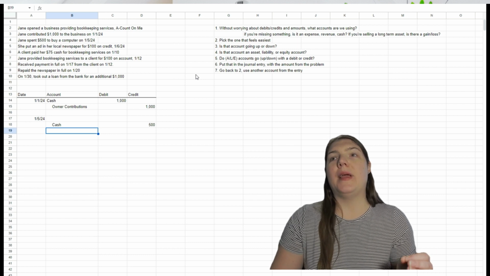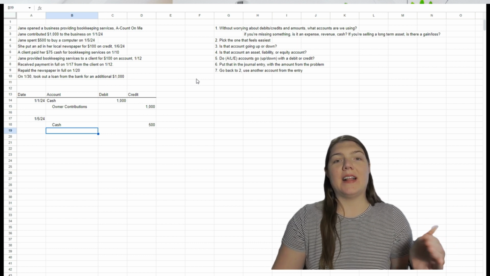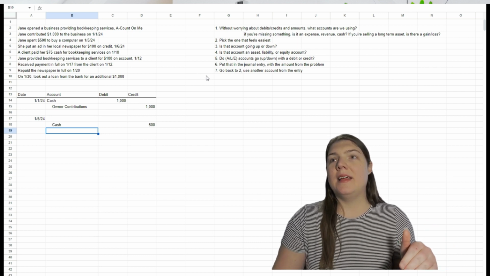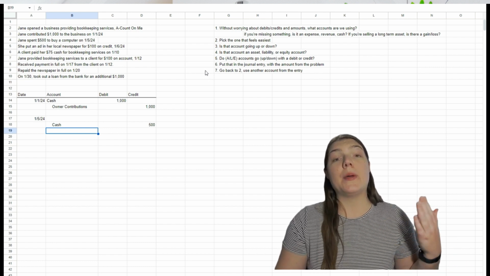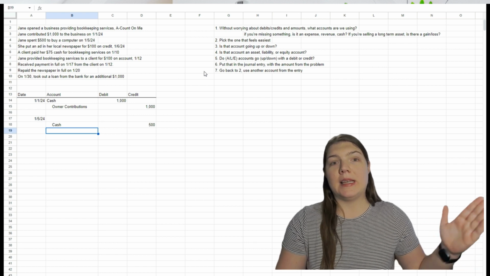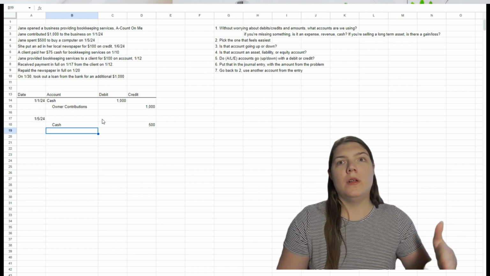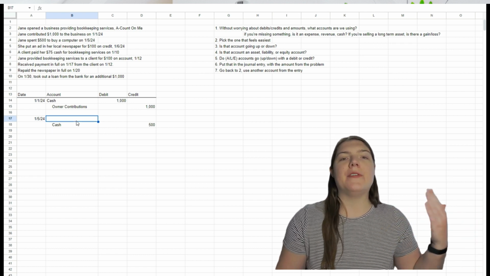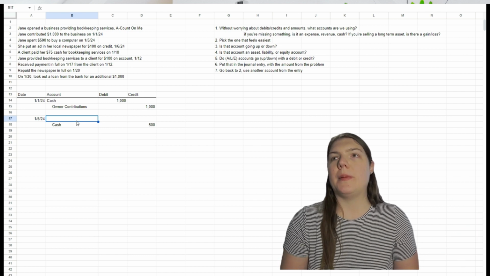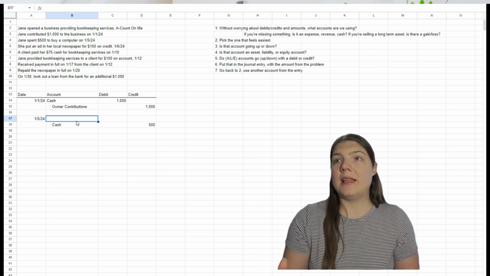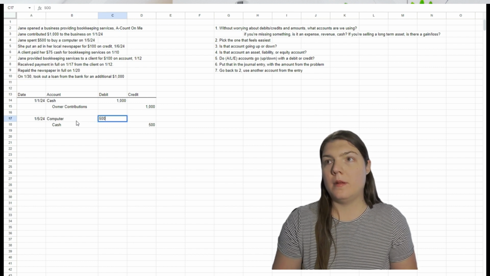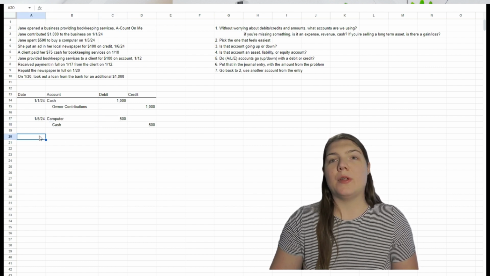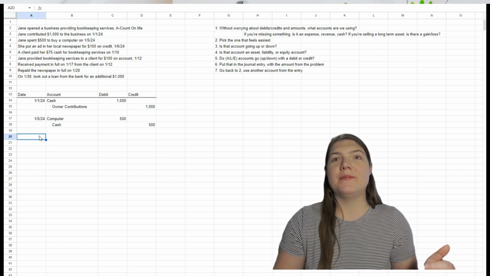Circle back, we have the account of computer. That's an asset. Is it going up or down? Computer is going up because we're buying it. We didn't have it before, we have it now. The number of computers we have is going up. The value of the computer is going up. Computer is an asset, and it goes up with a debit. Debits equal our credits. We're good to move on.